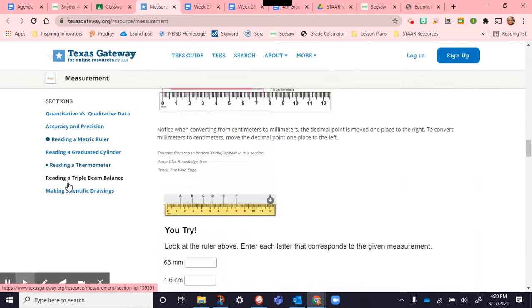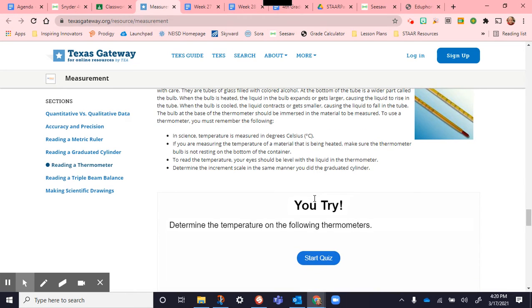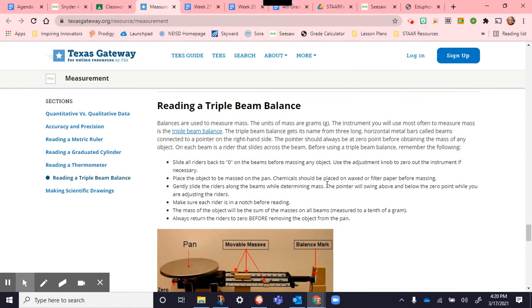We went to the thermometer first, and we talked about it, and then there's a self-checking little quiz right here. This doesn't get turned in to me, it's just for practice. So click this here, and then there's also one about the triple beam balance.